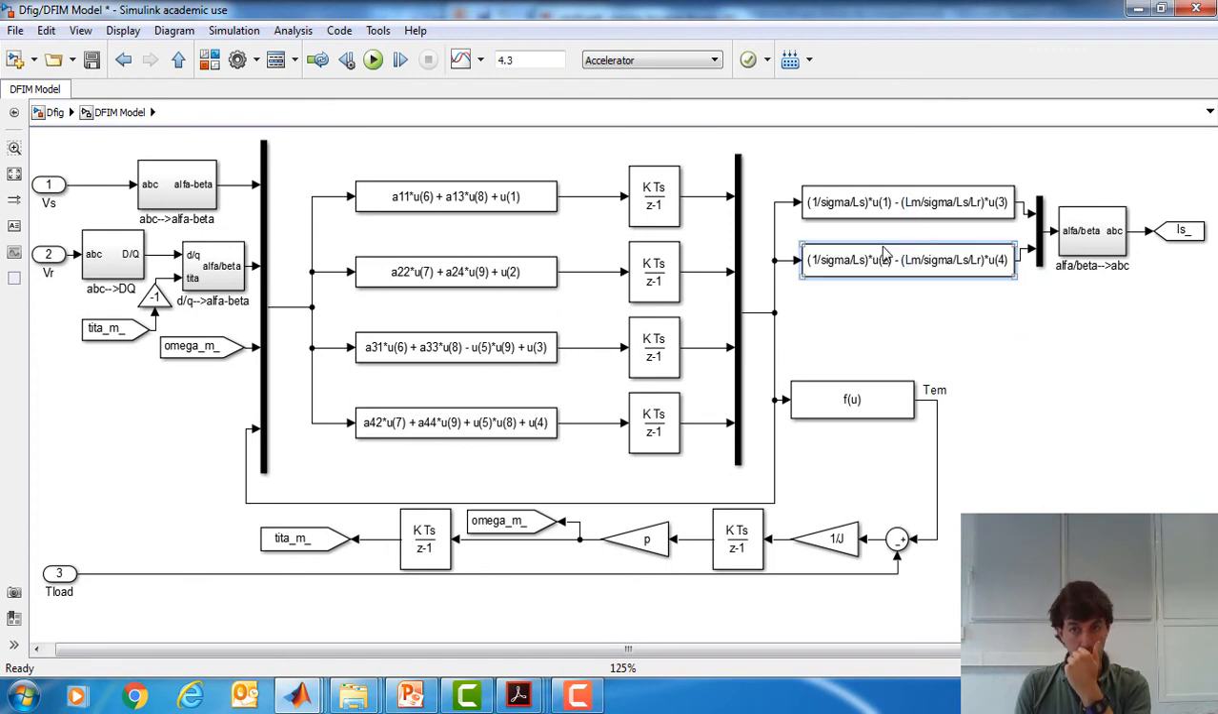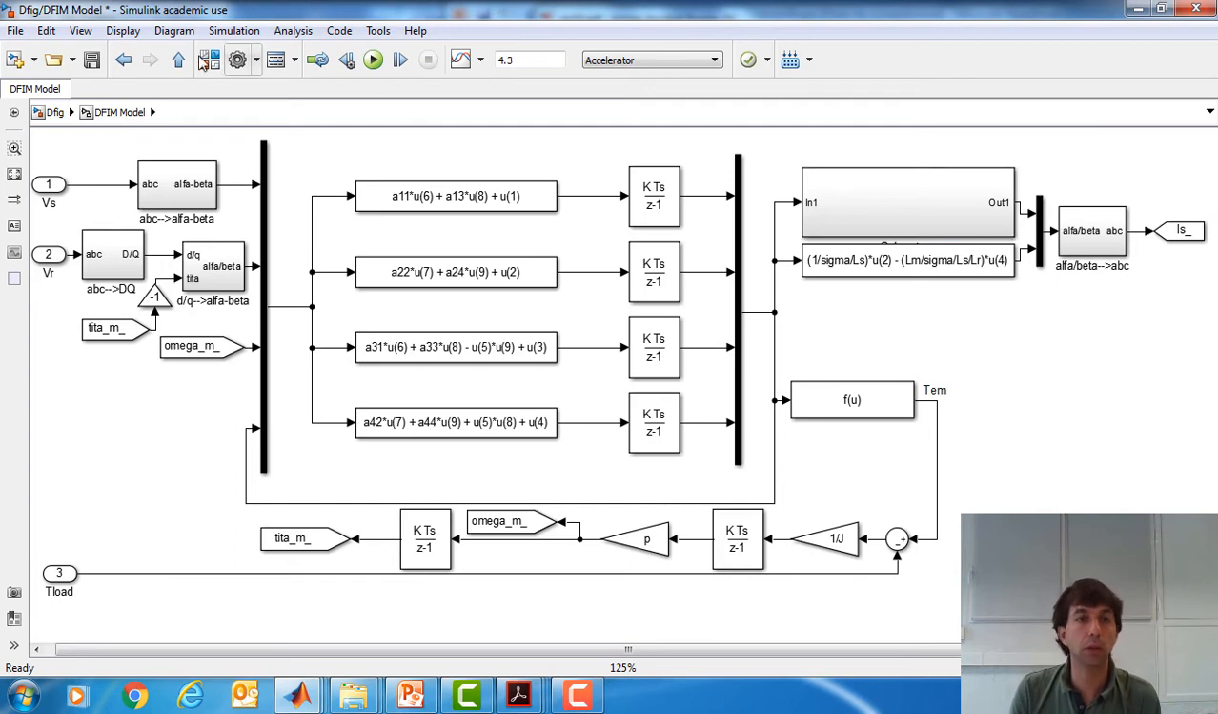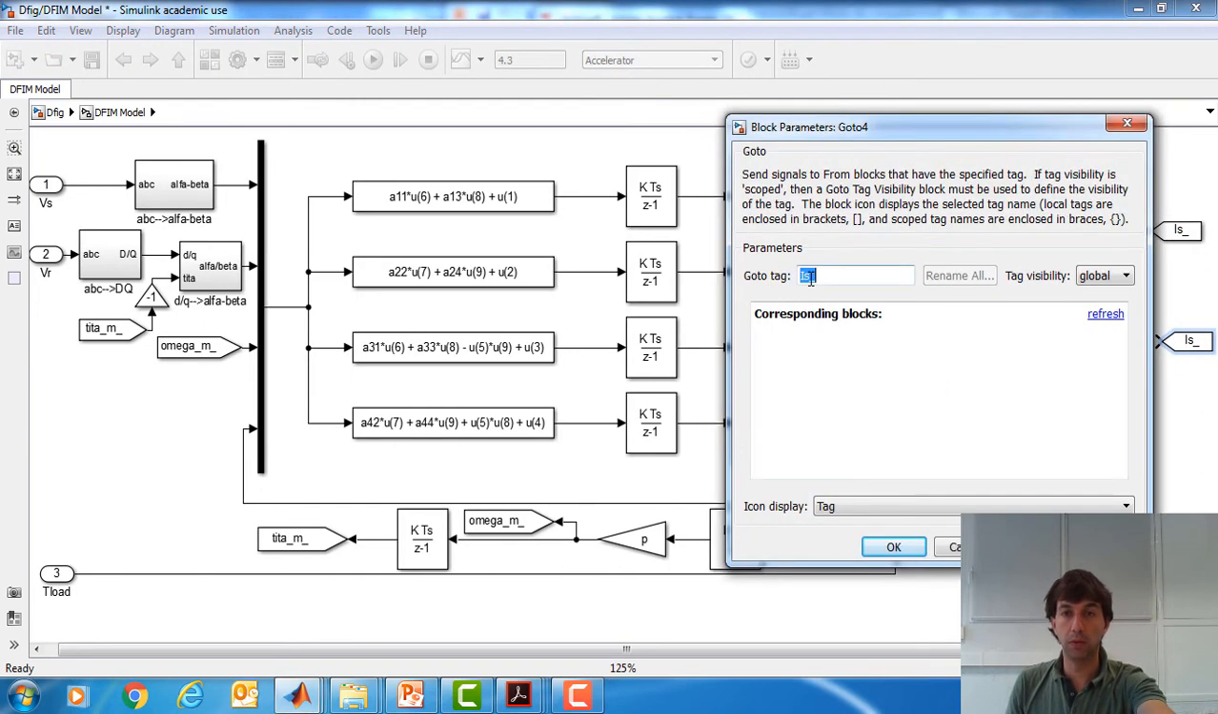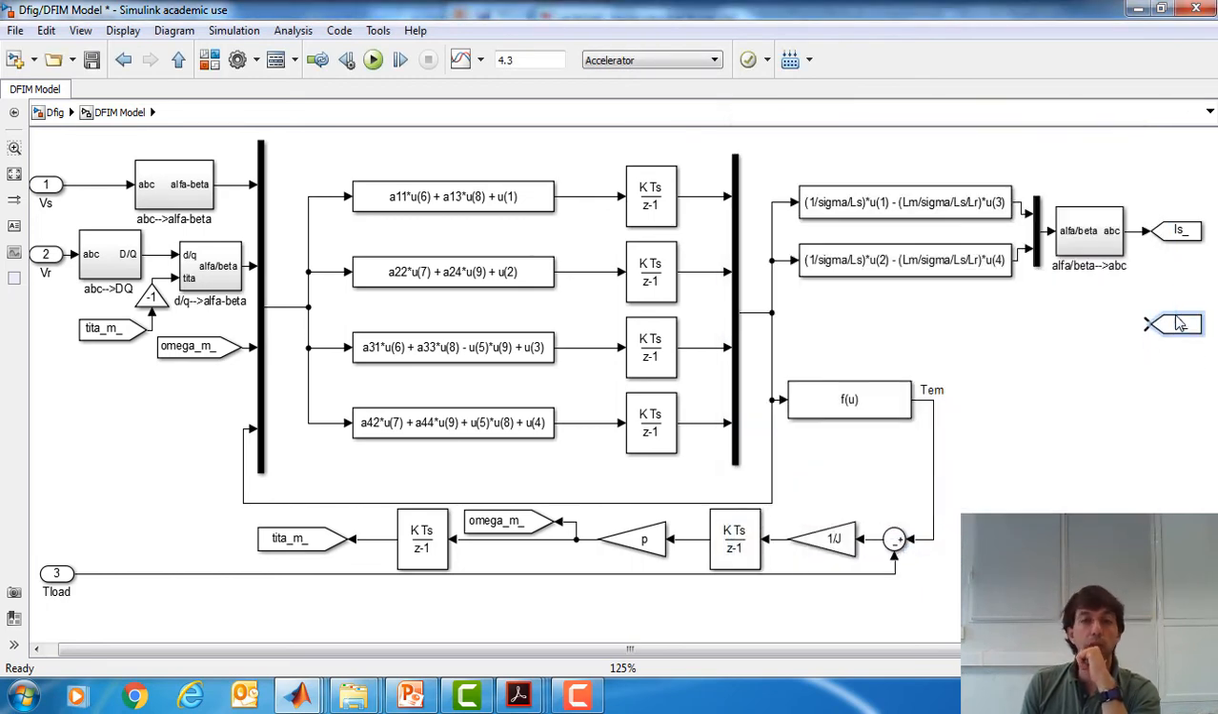So let's do the same with the rotor currents. We need to calculate again. Sorry, I don't know what I did. Okay. We need to do something equivalent with the rotor currents. This will be a little bit more complicated. Okay, let's go step by step. Let's first calculate the rotor currents.